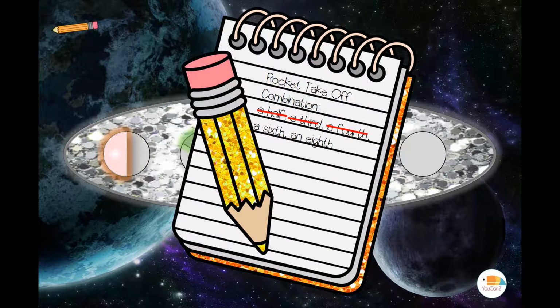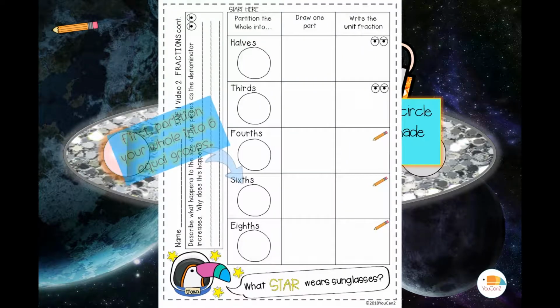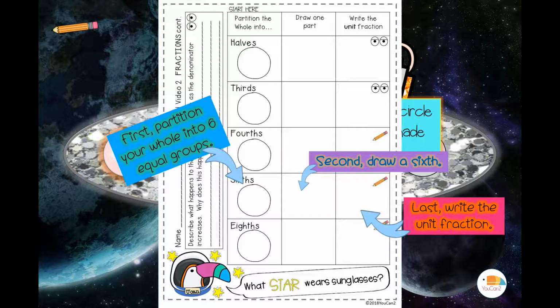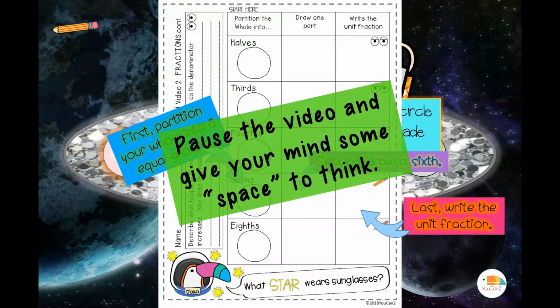Looks like this time we need to put in a 6th. Remember, this time it's a pencil problem. So first, on your own, partition your whole into 6 equal groups. Then draw a 6th, and last, write the unit fraction. Don't forget to pause the video and give your mind some space to think.